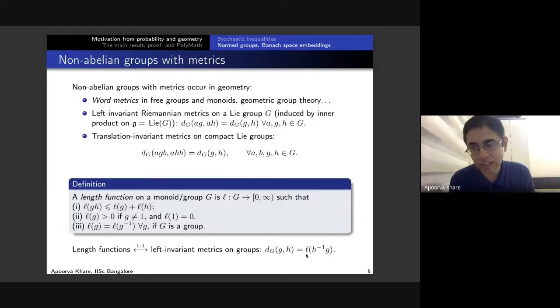Conversely, if you're given a length function, then you can get a left invariant metric by defining the distance in this way: the distance from g to h is the length of h inverse g. You can check that this distance function is indeed left invariant because the A inverse and A come into it. So that's just a different dictionary: what we call left invariant metrics in analysis or probability, you would call a length function in geometric group theory.